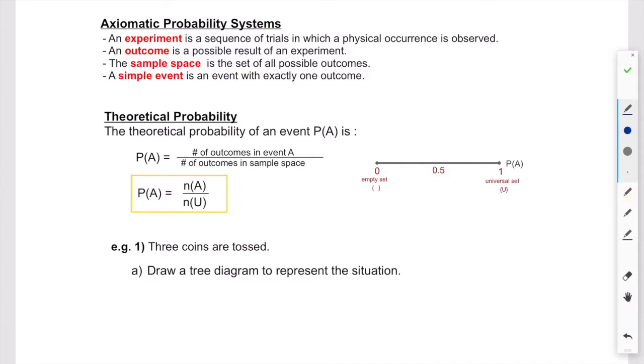And when we talk about theoretical probability, you are comparing how many times a certain event occurs over the number of outcomes found in the sample space. And as you know, the number of outcomes in event A, n of A, cannot be greater than the number of outcomes in the sample space, n of U. That means the highest value of probability P of A would be 1, and the lowest probability is 0. Event A never occurs.